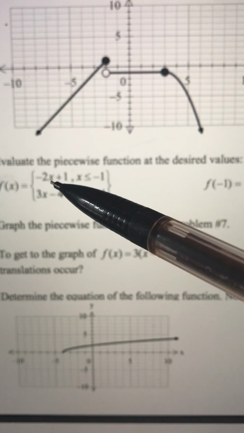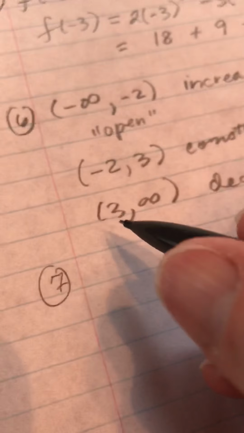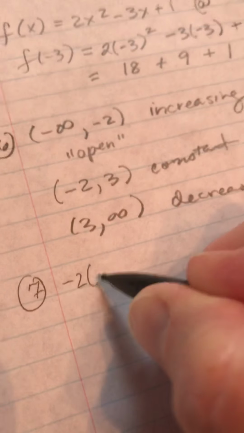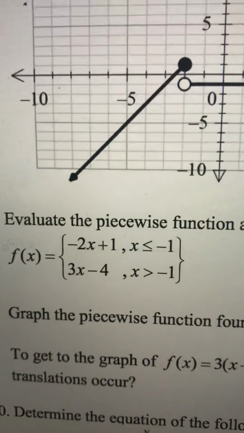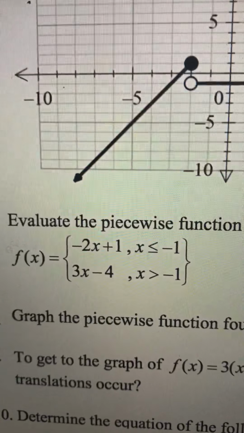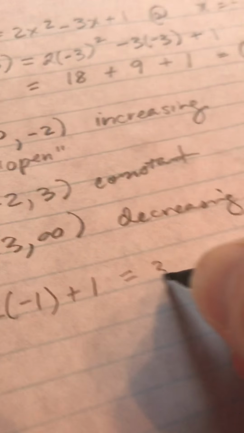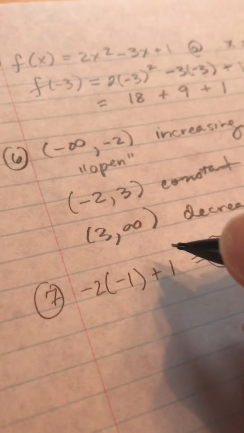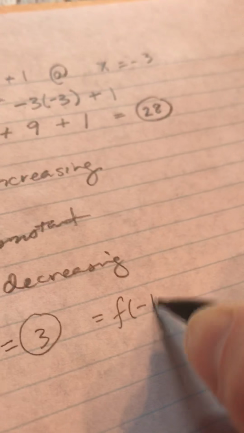So we're going to get negative 2 times negative 1 plus 1. We're plugging in negative 2 times negative 1 plus 1, using, again, that first piece, for x equal negative 1. So calculate that. Negative 2 times negative 1 is positive 2, plus 1 is 3. That's for f of negative 1.